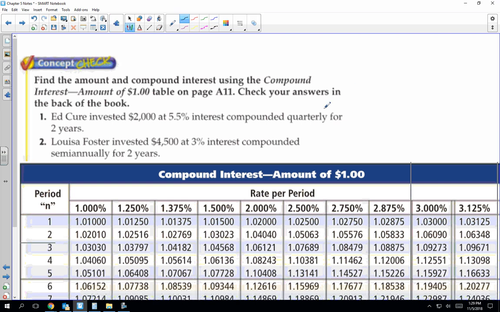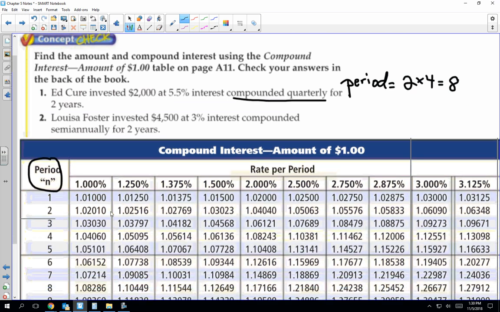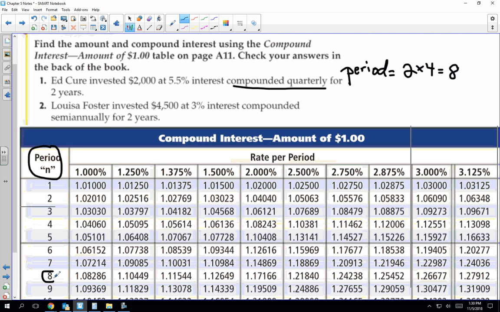So the first thing we're going to do is calculate our periods. And remember, we take the amount of years we're spending times how many quarters there are per year. In this case, it's quarters because it's compounded quarterly. It could change if it were compounded semi-annually, monthly, semi-monthly. So our N, or our periods, is equal to 8. So that's this amount right here.